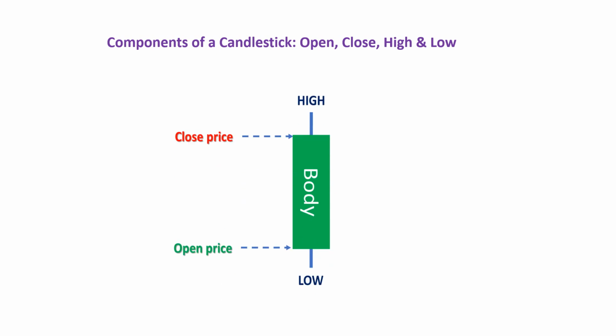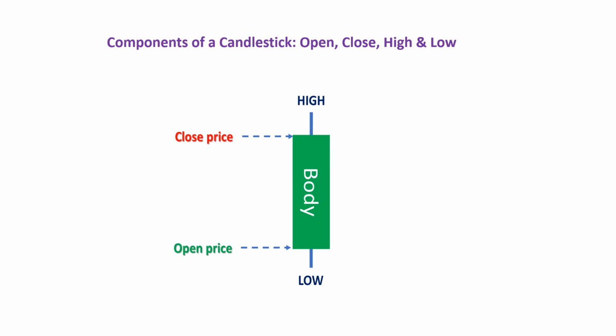Components of a candlestick: open, close, high, and low. Candlestick charts consist of individual candles, each representing a specific time frame, with the open, close, high, and low prices providing important information about market sentiment during that period. In this bullish candle, represented by green color, the close price is above the open price, and the high and low prices show the maximum and minimum levels price reached, respectively.